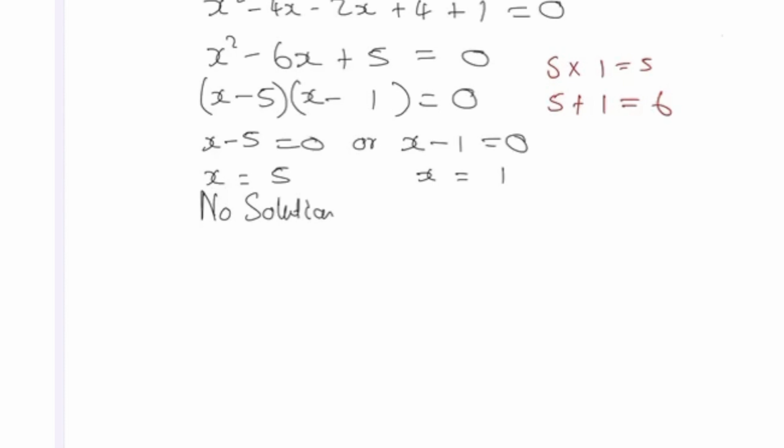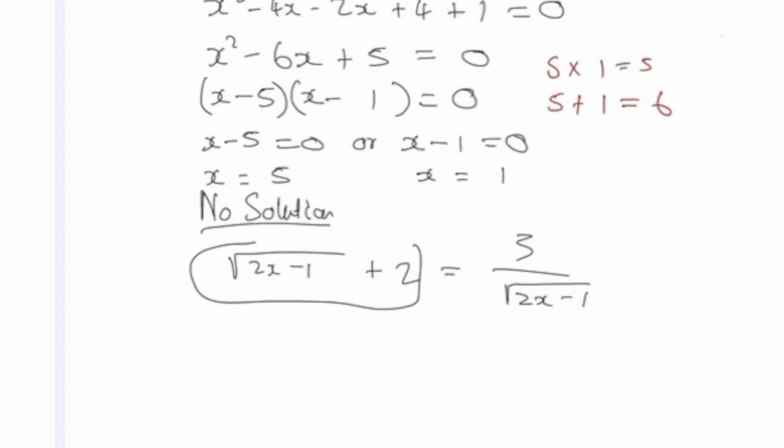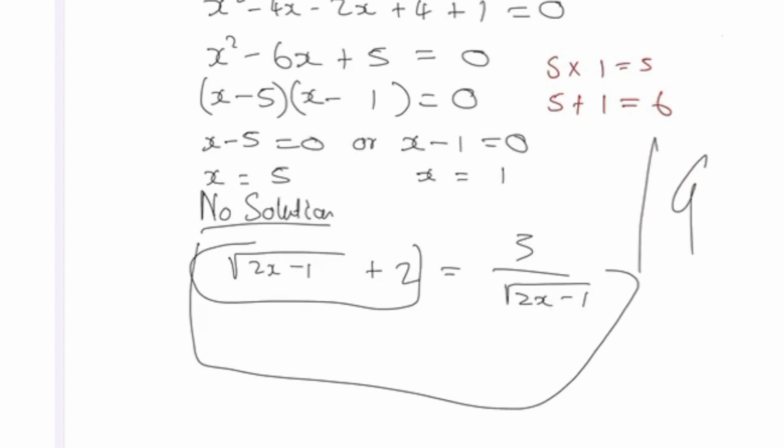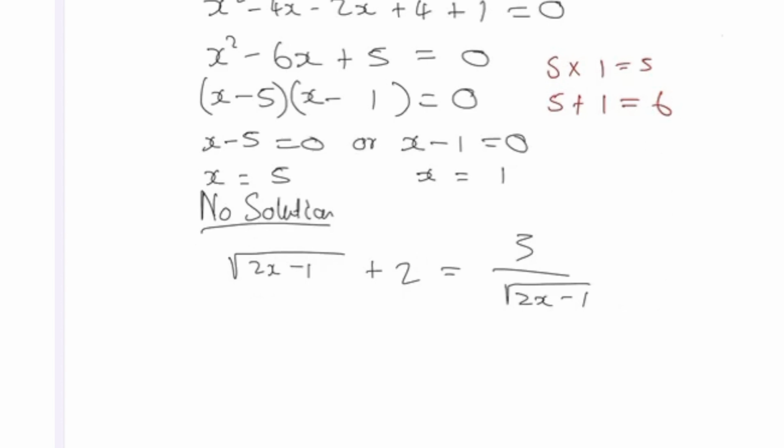Okay, now we plug 1 in the square root of 2x minus 1 plus 2 equals 3 over the square root of 2x minus 1. This is not the proper way to do it. The proper way is to take this side. That's why it's not necessary for you to write it. I said you will write it in your rough space so that you can test the answers, which one is working and which one is not working.